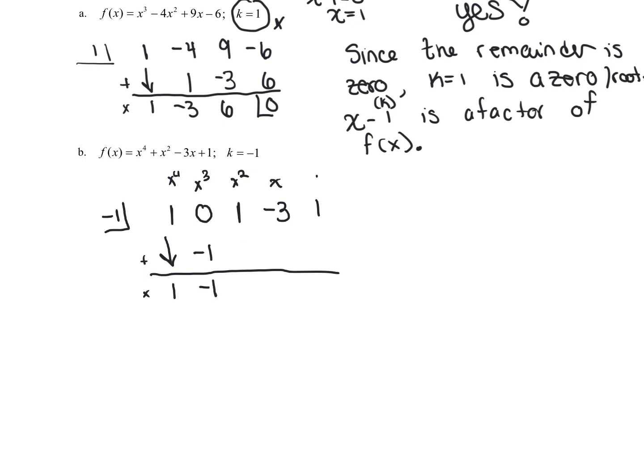Negative 1 times negative 1 is 1. 1 plus 1 is 2. Negative 1 times 2 is negative 2. Negative 3 plus negative 2 is negative 5. Negative 1 times negative 5 is 5. 1 plus 5 is 6. No, it's not a 0 because the remainder is 6. The remainder has to be 0 for the thing that you're dividing by, the divisor, to be a 0. Okay, one more.